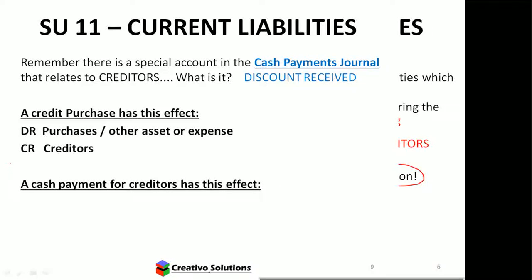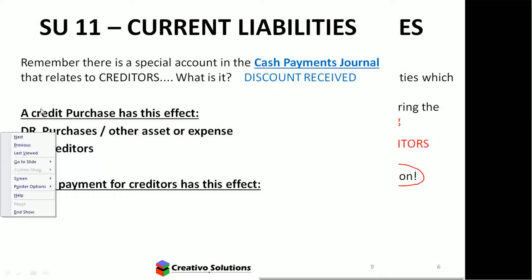If I have the purchase, am I going to pay at some point in time in the future? Yes. So the special account is discount received. Can you have a discount that's received from a debtor? Would you receive discounts from your debtor? No, you wouldn't. What discounts would you have with the debtor? Discount allowed, discount given. Good, discount granted, good.